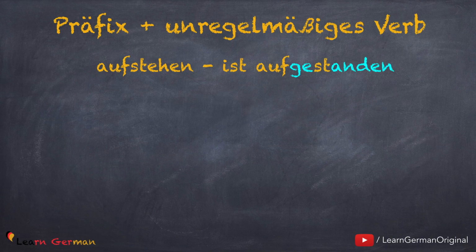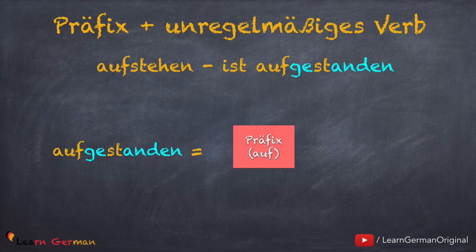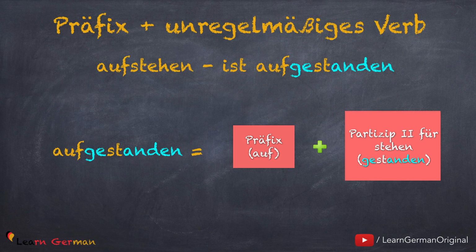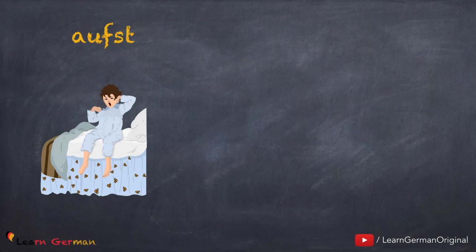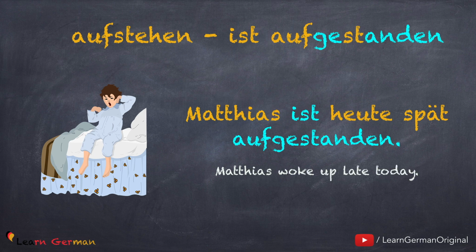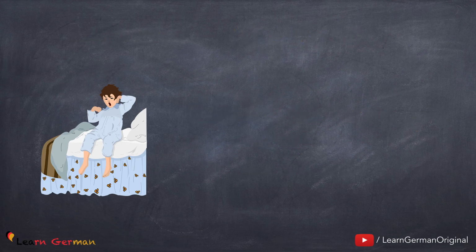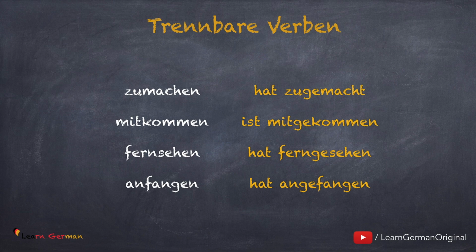Präfix with unregelmäßiges Verb. Aufstehen, ist aufgestanden. The Partizip II takes the prefix auf plus Partizip II für stehen, gestanden. Hence, aufgestanden. Let's look at how to use it. Matthias ist heute spät aufgestanden. Here are a few more trennbare Verben and their perfect. Zumachen, hat zugemacht. Mitkommen, ist mitgekommen. Fernsehen, hat ferngesehen. Anfangen, hat angefangen.